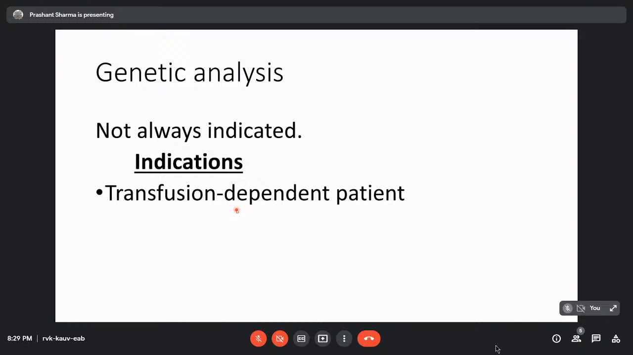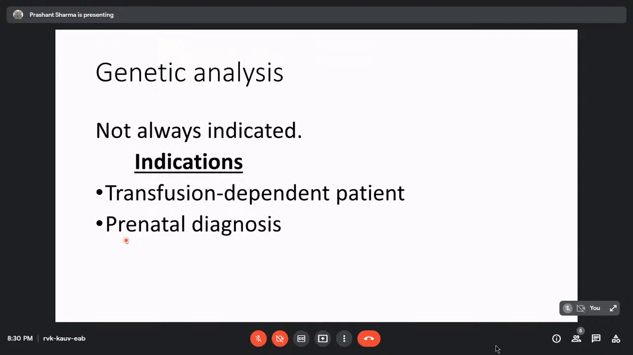Another big group in bigger centers has now become prenatal diagnosis. So if a couple has already had a thal major baby, or they've found out during preconceptional or antenatal testing that they are both thal traits, they might want to know if the baby is going to be a thal major. Well, then you need to do a molecular test, because HPLC won't help in an in utero stage.